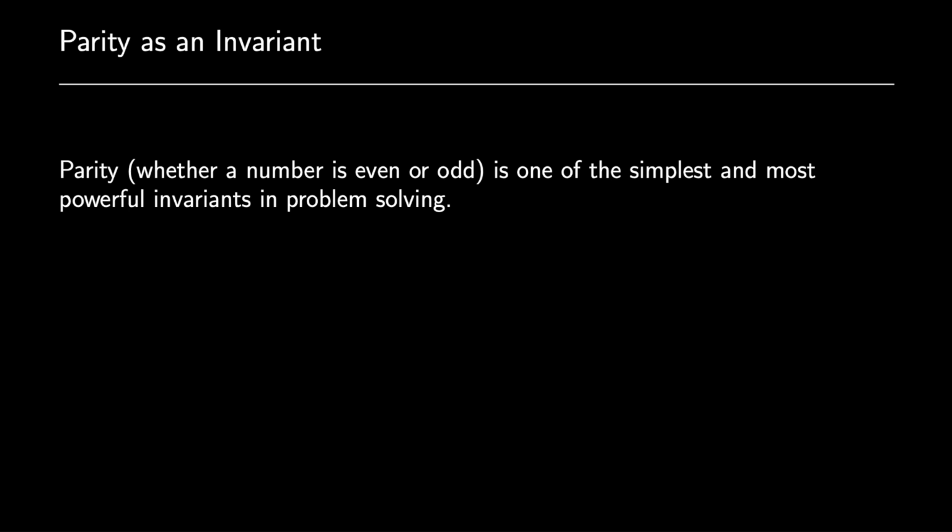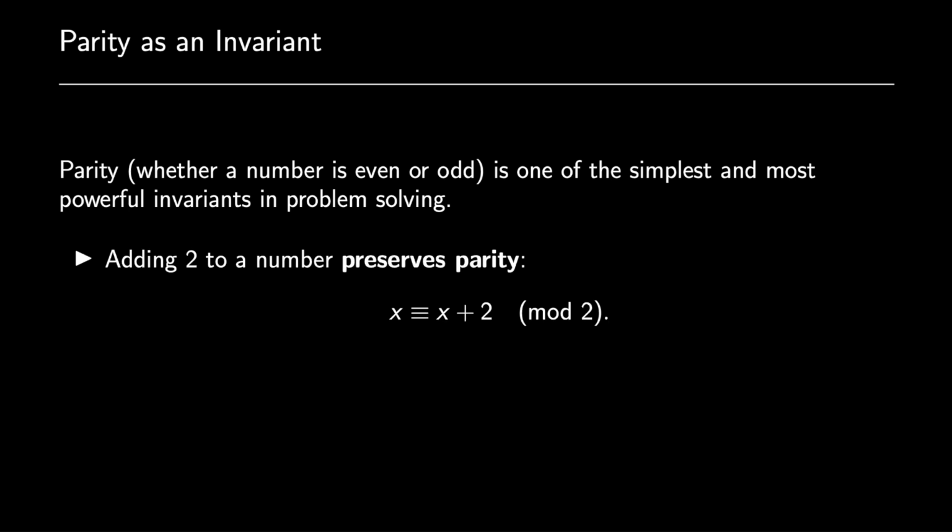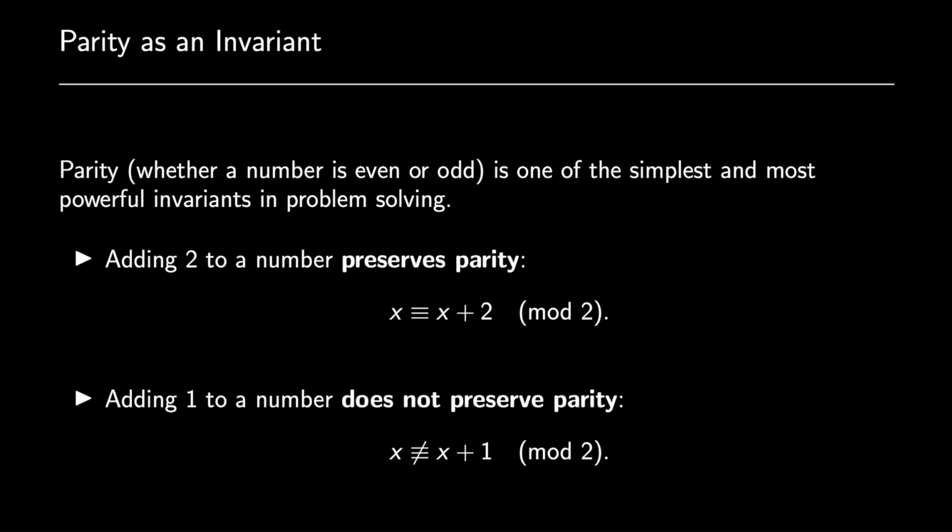Even though invariants, as we've seen from these examples, can be quite sophisticated and come in many different forms, one of the simplest and most powerful invariants can be parity, meaning whether a certain quantity stays consistently even or consistently odd. For example, adding 2 to a number preserves its parity. x is congruent to x plus 2 modulo 2. In this case, the parity is invariant under this particular operation. On the other hand, adding 1 to a number does not preserve parity. x is not congruent to x plus 1 modulo 2.